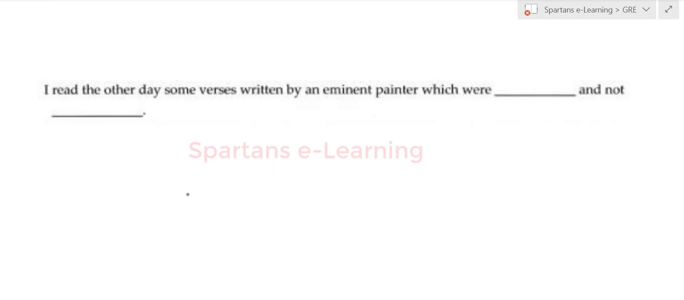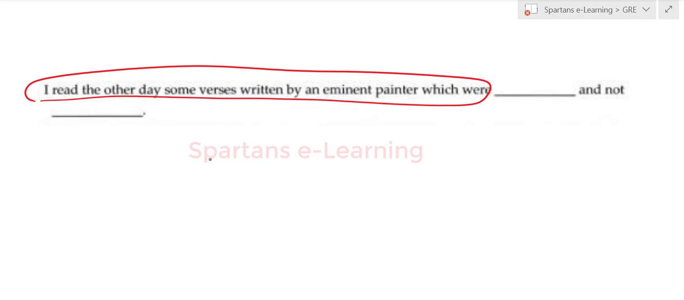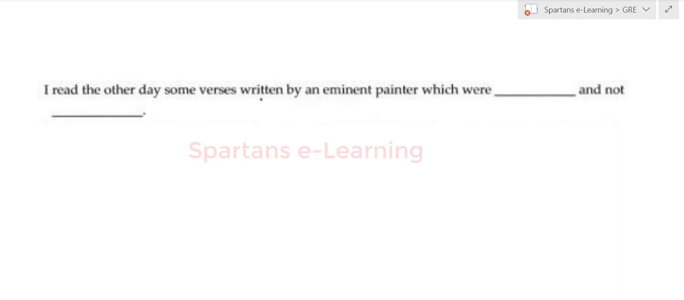The question says, I read the other day some verses written by an eminent painter which were dash and not dash. In this question we cannot guess anything from the given sentence, right? There is no keyword in this sentence, but there is a connector. This connector is an opposing connector, right? So whatever comes here, if this is positive, this will be negative, or if this is negative, this will be positive. Now definitely you should take the help of options.